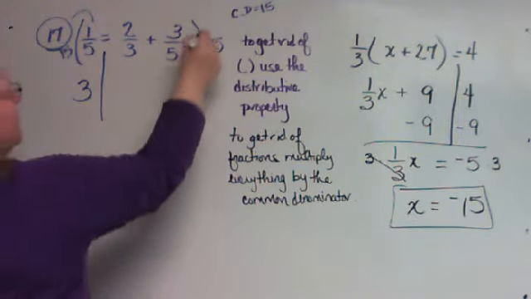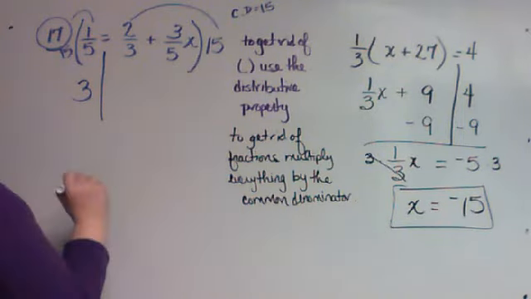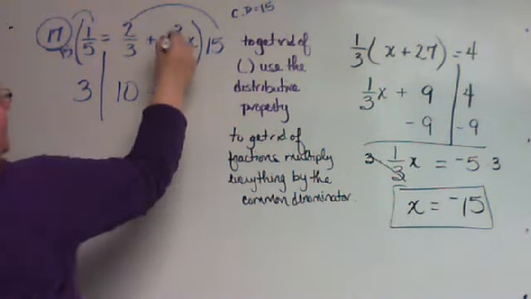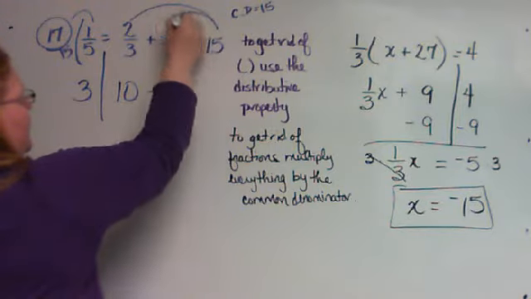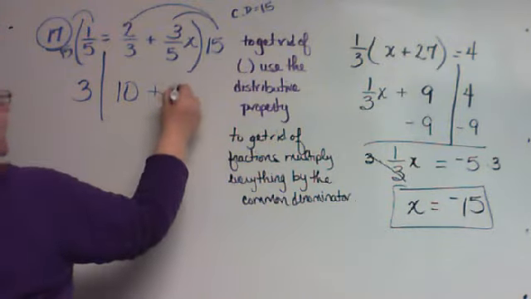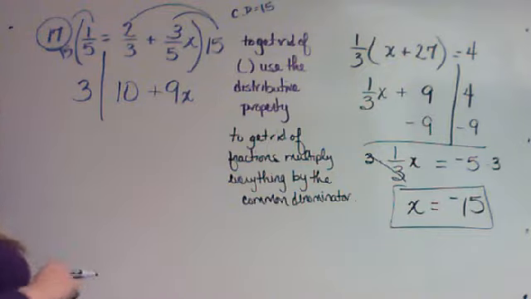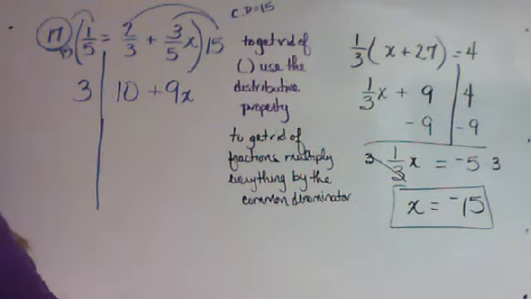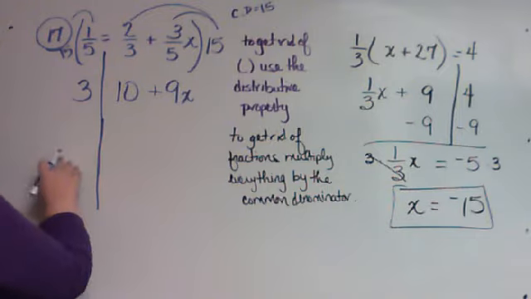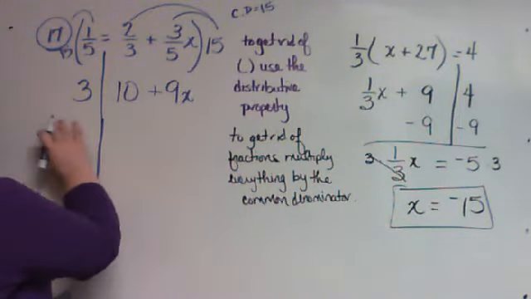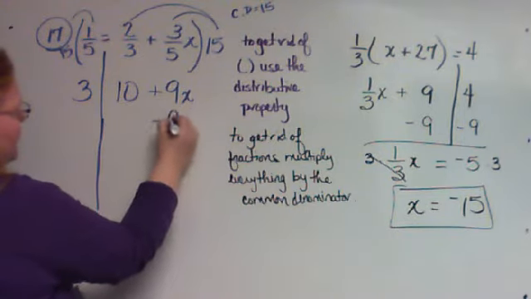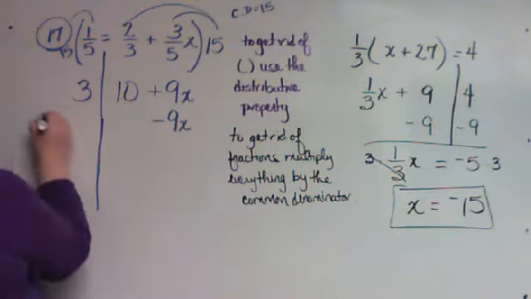Took care of that. 15 times 2 is 30, divided by 3 is 10. 3 times 15 is 45, divided by 5 is 9. No more fractions. We still have a small problem though. This time we don't have all our letters on this side. So I have to get this 9x over here. I have to do that by doing the opposite. So you can only add and subtract for this. So I'm going to subtract 9x from both sides.